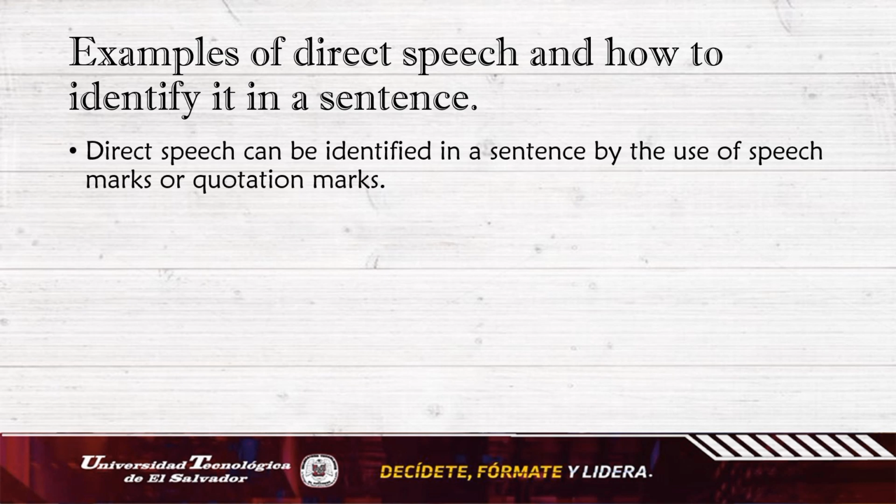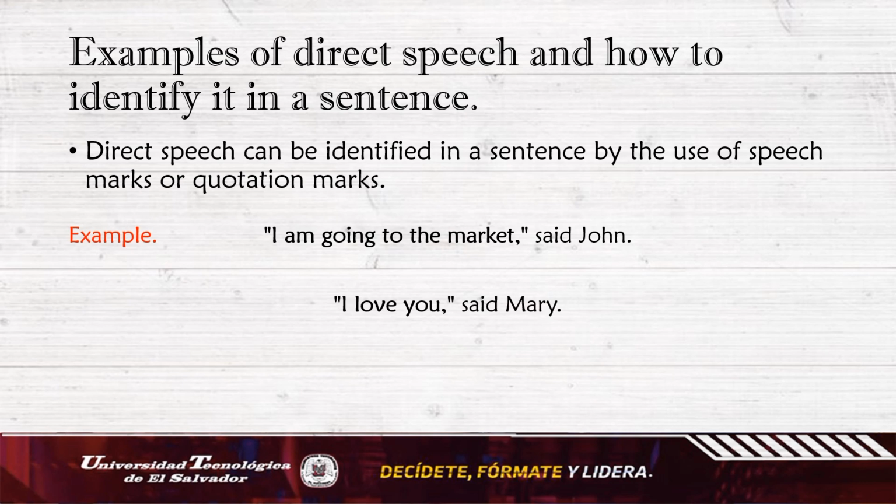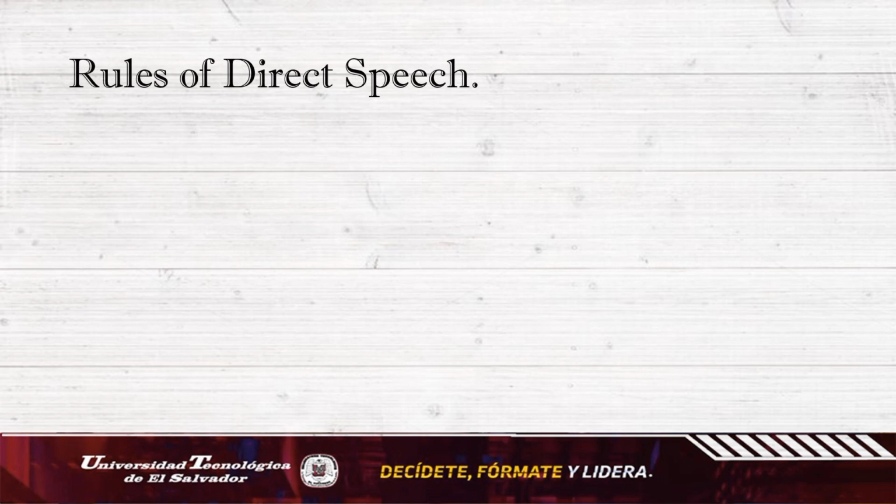Direct speech can be identified in a sentence by the use of speech marks or quotation marks. For example, "I am going to the market," said John. In this sentence, the words spoken by John are enclosed by speech marks. Other examples of direct speech include "I love you," said Mary, and "Can you help me?" asked Mark. Rules of direct speech.